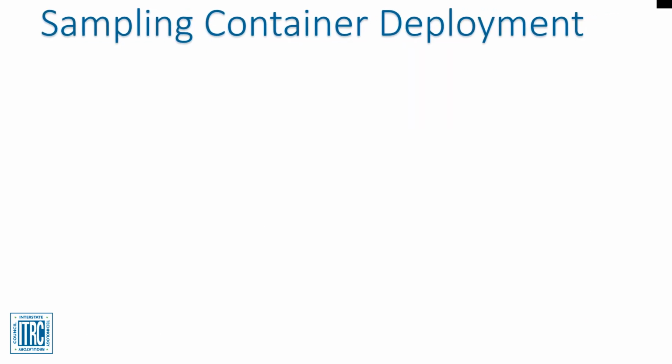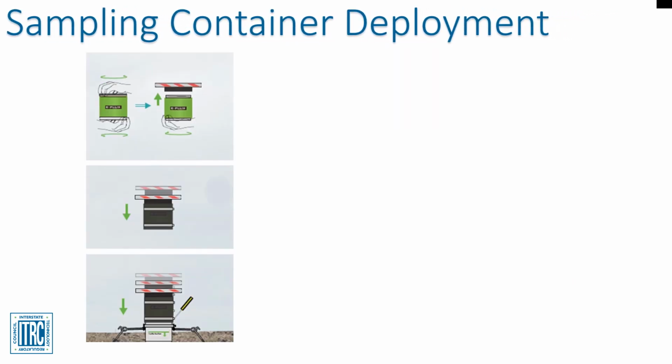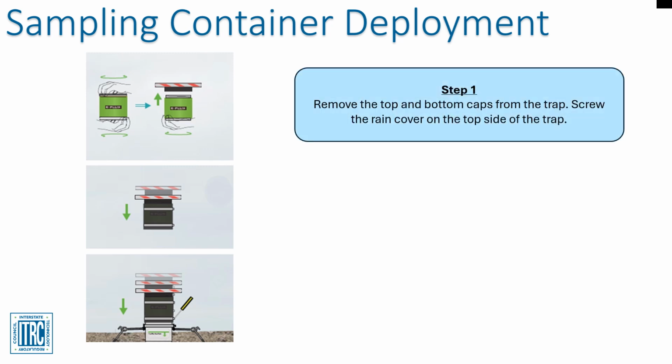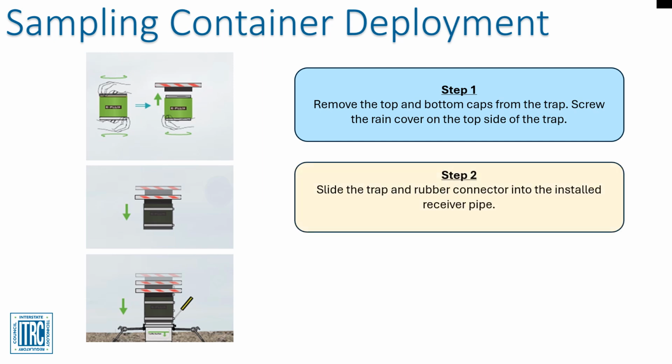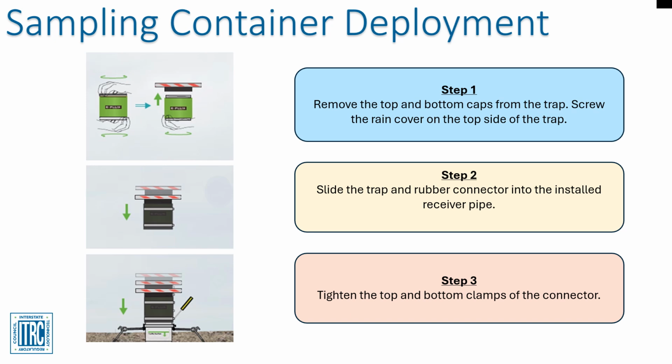Hammer the stakes through the eye screws at a 45-degree angle away from the sampler. The sampling container deployment consists of the following steps. Remove the top and bottom caps from the trap. Screw the rain cover on the top side of the trap. Slide the trap and rubber connector into the installed receiver pipe. Tighten the top and bottom clamps of the connector.